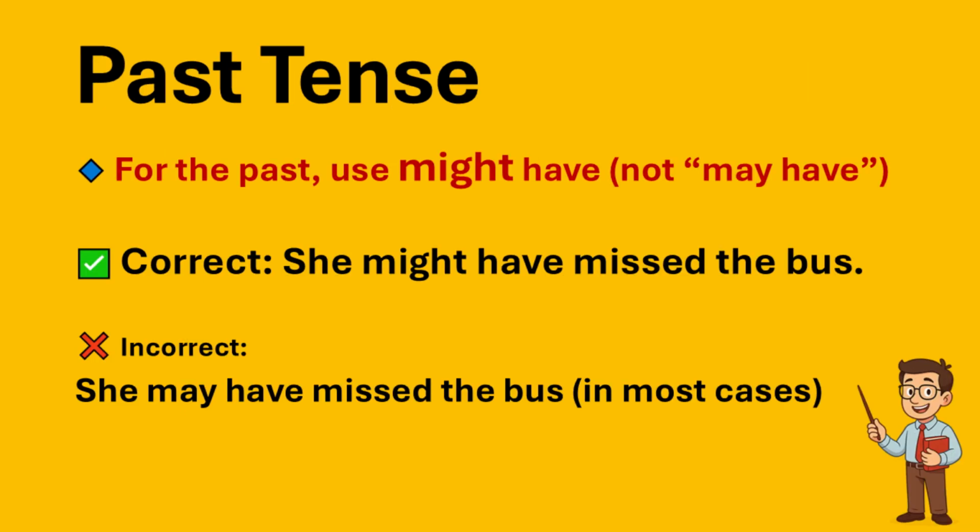When talking about the past, we usually use might have. For example, she might have missed the bus. May have is rarely used for past situations.